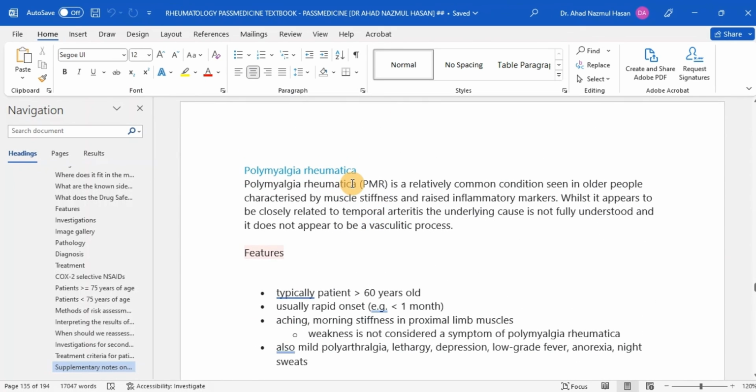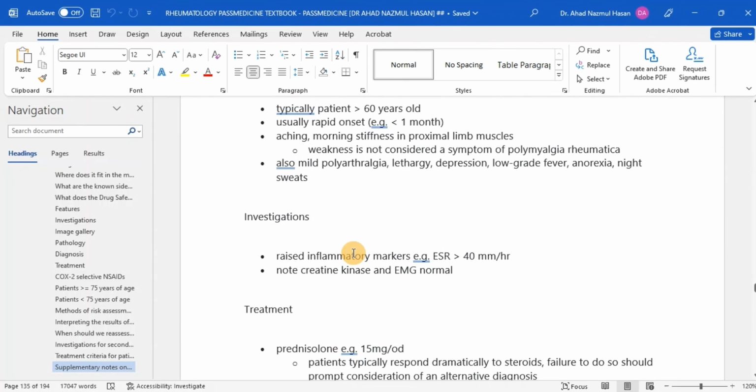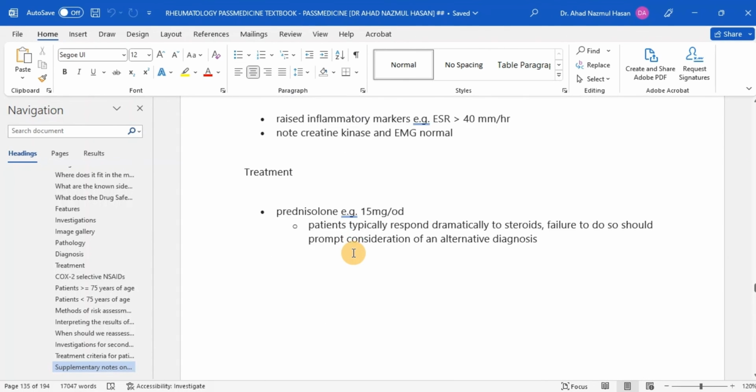Polymyalgia rheumatica. This is also a 5-star topic. Patients will come up with the features of stiffness. Remember, they will come up with the features of joint stiffness, and there should be raised inflammatory markers. The age of the patient should be greater than 50. ESR should be greater than 50. And choice of treatment is with low dose steroid.